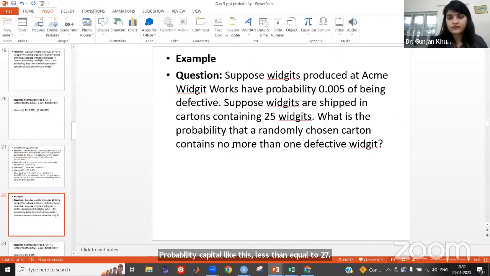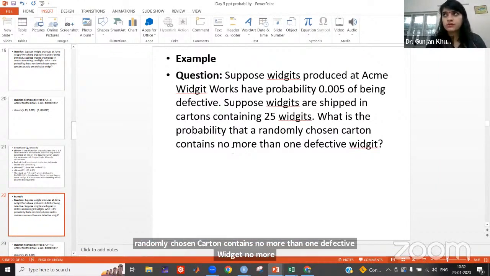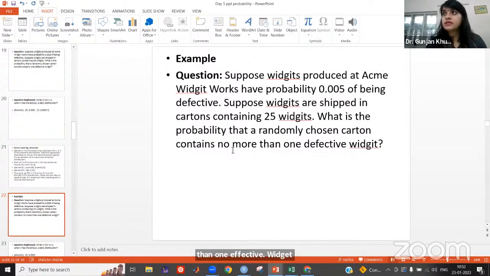Suppose widgets produced have probability 0.005 of being defective, and widgets are shipped in cartons containing 25 widgets. What is the probability that a randomly chosen carton contains no more than one defective widget? No more than one means probability x equal to 0 plus probability x equal to 1. It should not be more than 1, right?